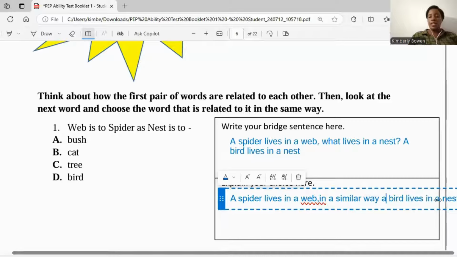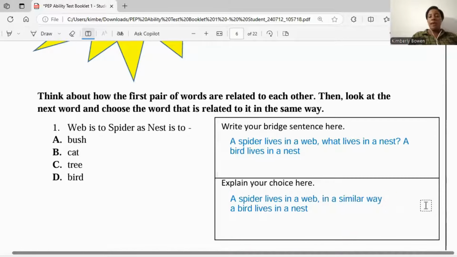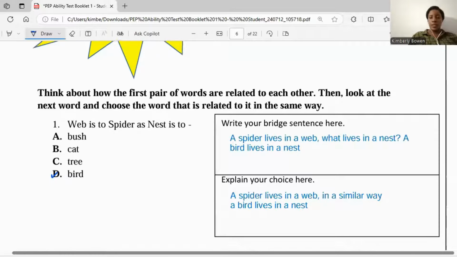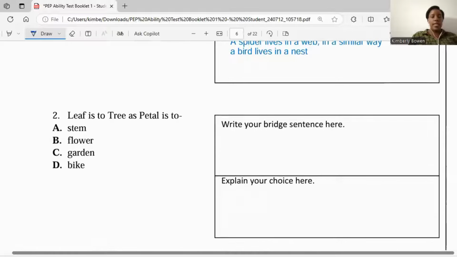So here is our explanation. A spider lives in a web. In a similar way, a bird lives in a nest. So the correct answer is bird. Let's move on to the next question. Leaf is to tree as petal is to. Let's think about the relationship between leaf and tree.